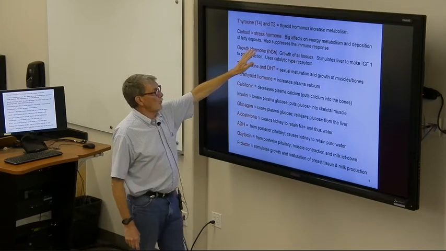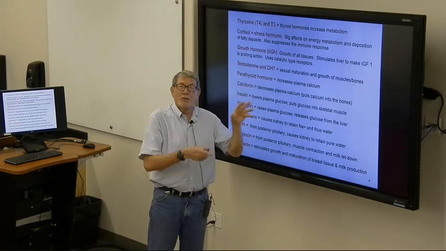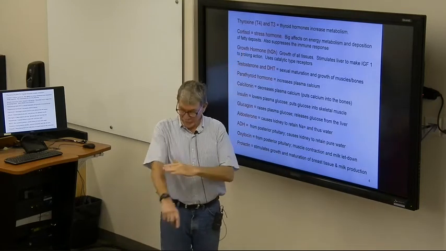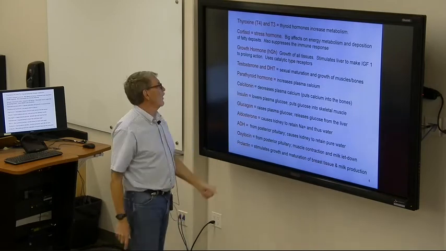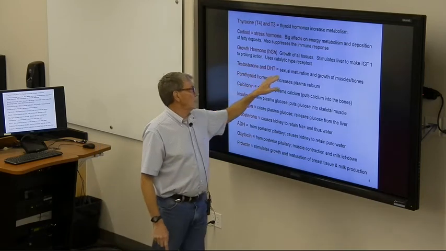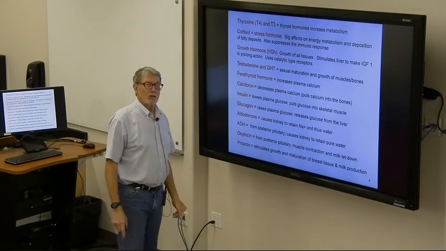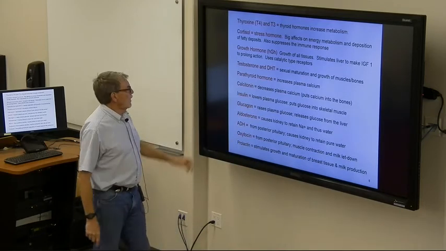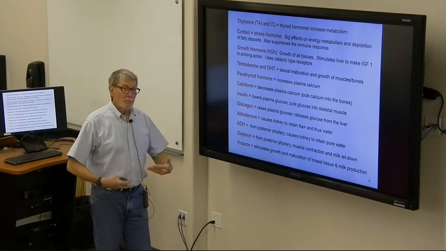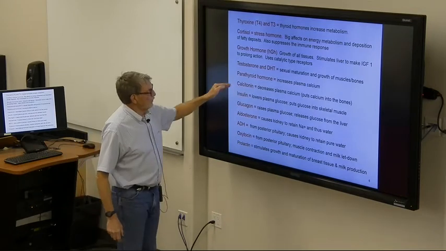Cortisol, the stress hormone, causes energy distribution and fat deposition, and it also suppresses the immune system. Like hydrocortisone cream is cortisol. Growth hormone makes you grow. Testosterone and dihydrotestosterone make your muscles grow and maturation of body parts. Parathyroid hormone increases calcium in your plasma by making you absorb more and also taking it out of your bones. Calcitonin is the reverse. It puts calcium in the bones.